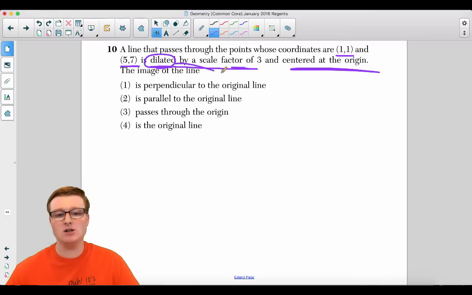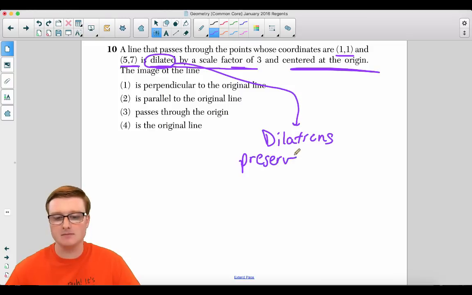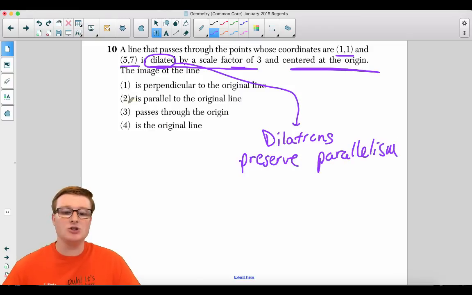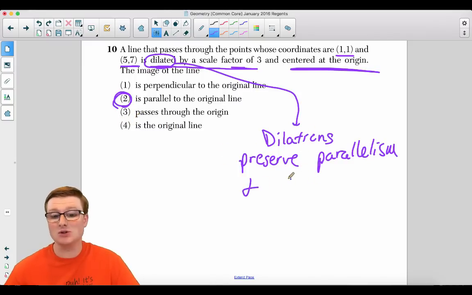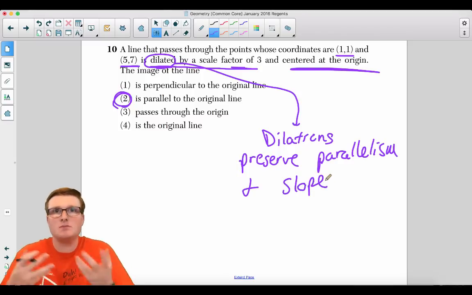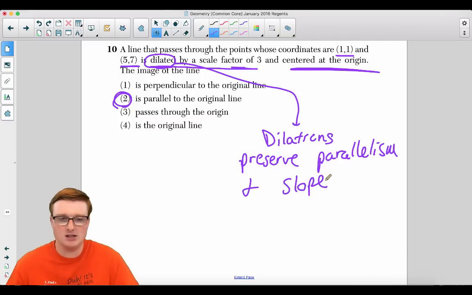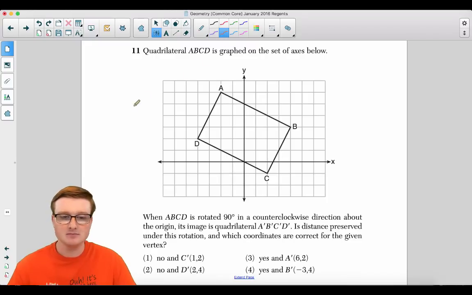Okay, well, you need to know that dilations preserve parallelism. That's important. So if dilations preserve parallelism, it's choice 2. The image is parallel to the original line because, again, dilations preserve parallelism and they also preserve slope. But if you preserve slope, you preserve parallelism at the same time. So that doesn't really make a difference in the wording.